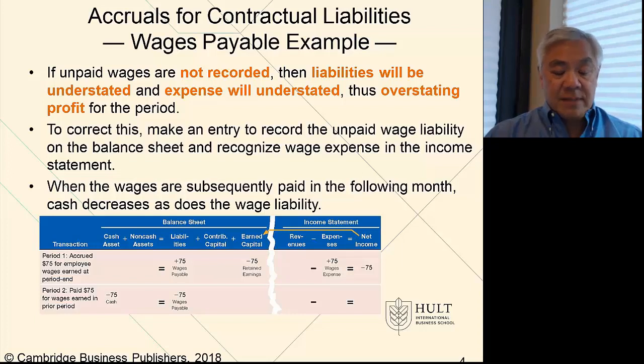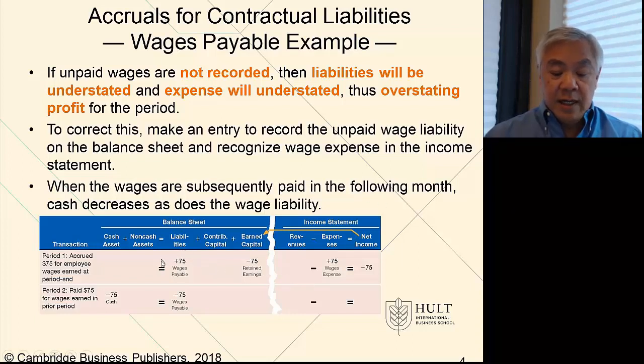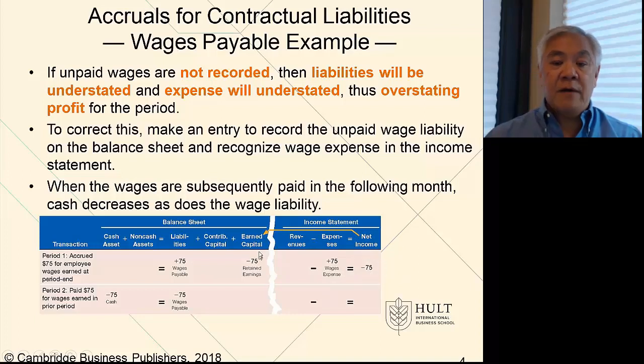Here's an example of a transaction here in period 1, and that's the period that we're reporting, is that we have $75 that are owed to employees that were owed at year end but not yet paid. This first line right here is liabilities go up $75, our expenses go up $75, which has a negative net income effect of negative 75, retained earnings, so we're in balance.